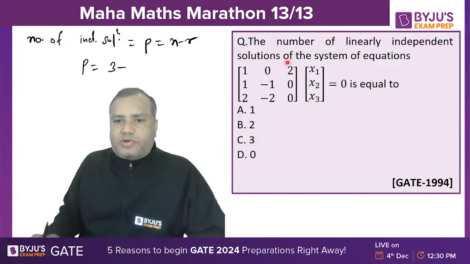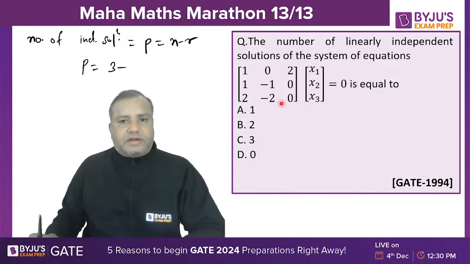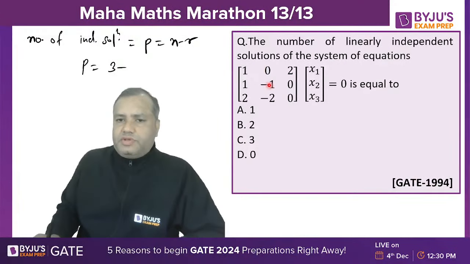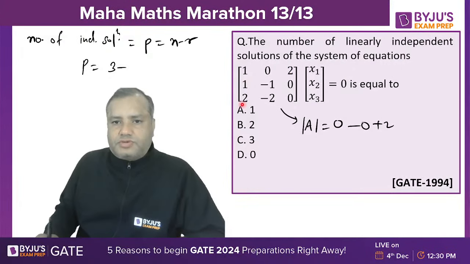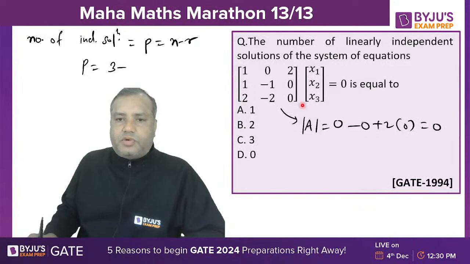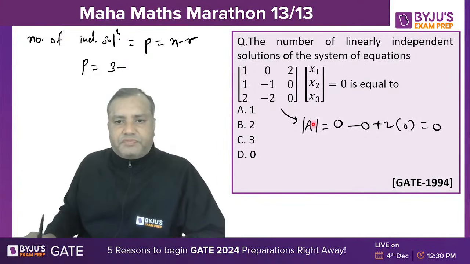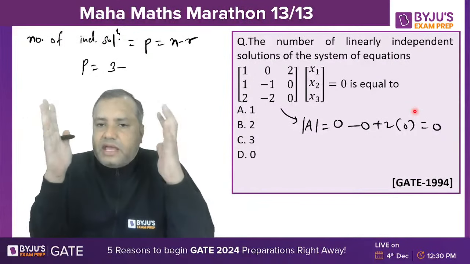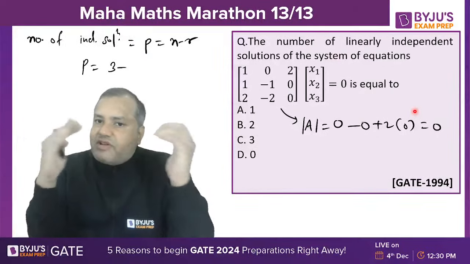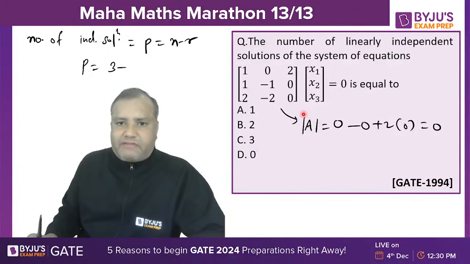So how to calculate the rank? You have multiple methods to calculate the rank. Just calculate the determinant of this matrix. If you calculate the determinant, the first term is 0, then the second term is also 0. Third term, 2 times minus 2 plus 2, is also 0. So the determinant is 0. The order of the matrix is 3 cross 3. If its determinant is 0, it means rank cannot be 3. If we have a singular matrix, then the rank will be less than the order. So rank will be less than 3.